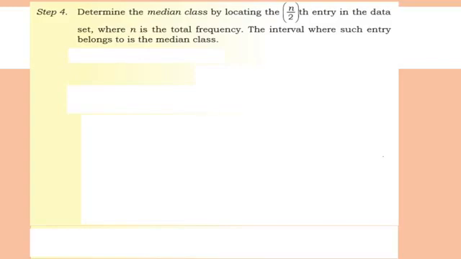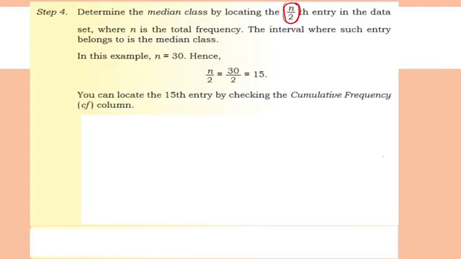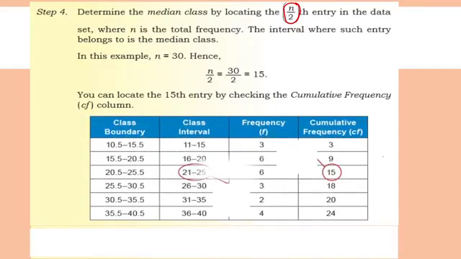Step number 4 is to determine the median class. So, this will be the formula over here. Now, what is the value of n again? 30. So, the value of n is 30. So, using the formula n over 2, you'll have 30 divided by 2, you'll get 15. Now, this 15, you locate that in the CF column. Look at here. Focus on the CF column. I will be locating 15 over here.